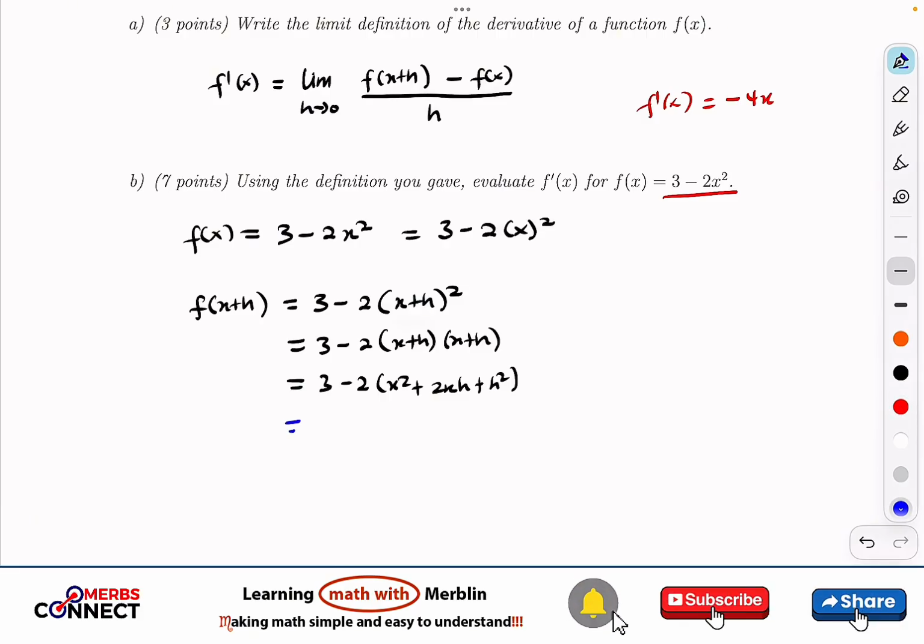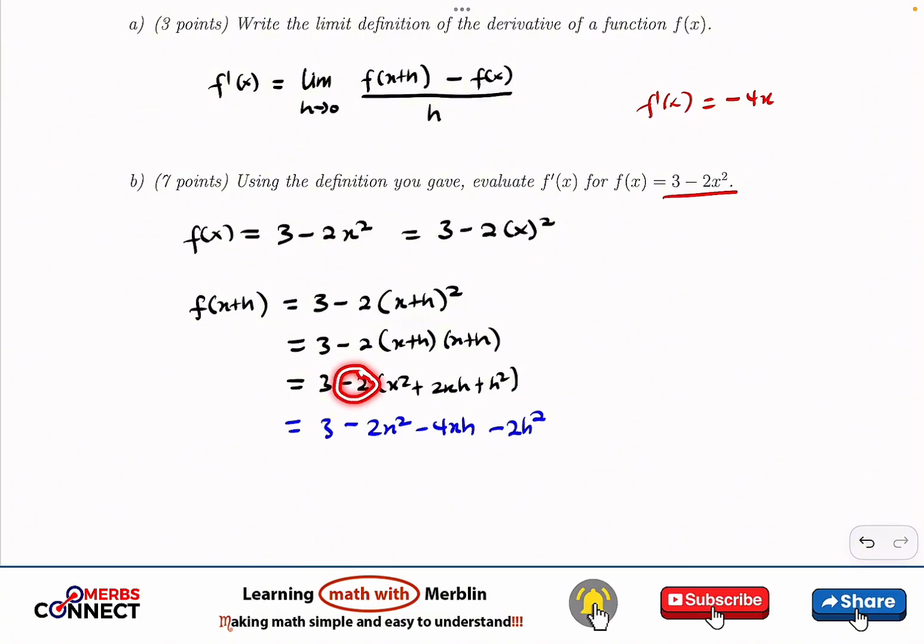Now I can write this as 3 minus 2x squared minus 4xh minus 2h squared. I just distributed my minus 2 throughout and got minus 2, minus 4, and a minus 2 here. So can I do any simplification here?